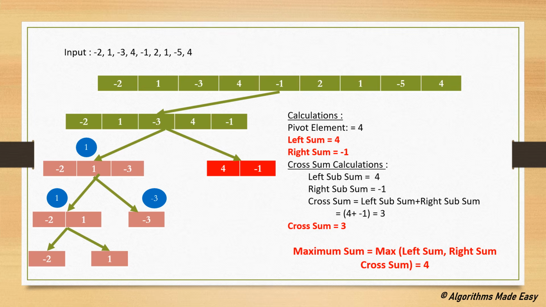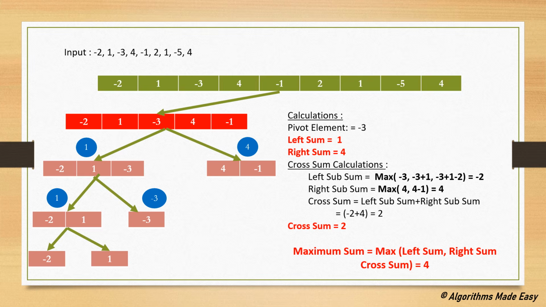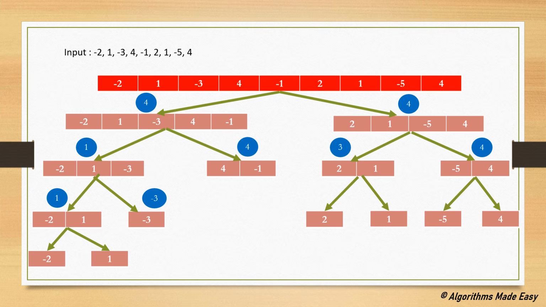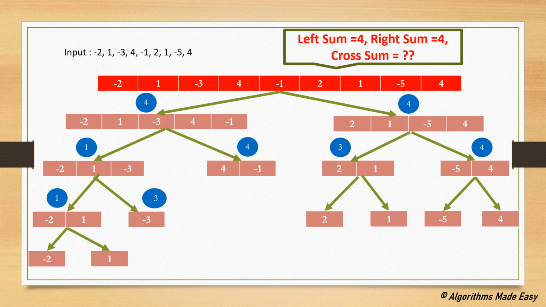Similarly, we will calculate for the right subarray. I would suggest you solve the cross sum for the highlighted array by yourself so that you can fully understand the working. Refer to the solution if you are stuck. Going forward with the same approach, we will solve the right half. At this point, we have the left sum and the right sum for our input. We will now solve the cross sum.